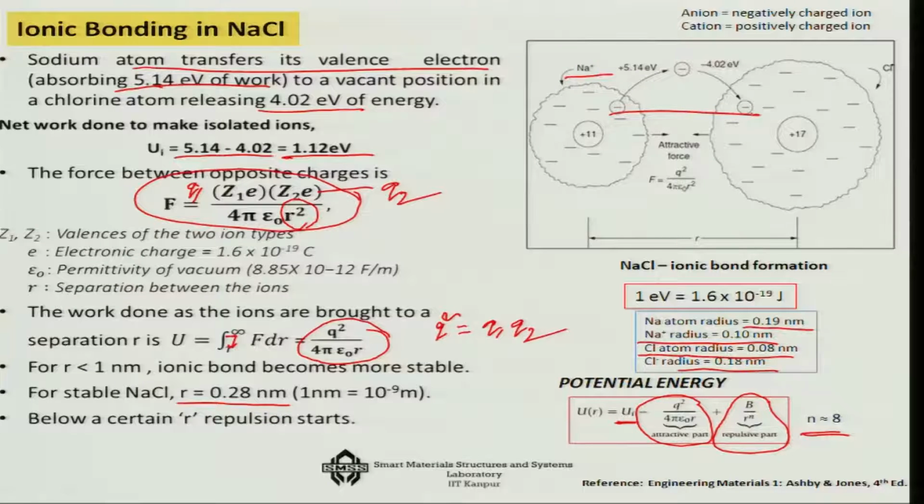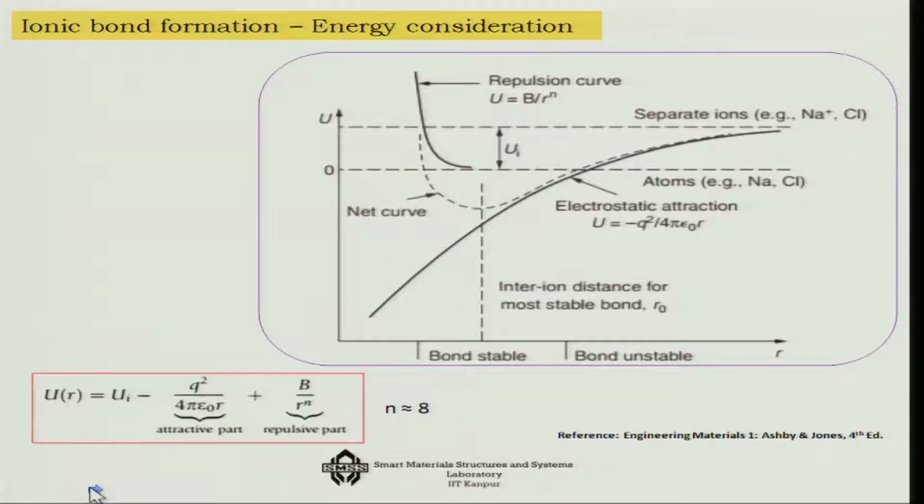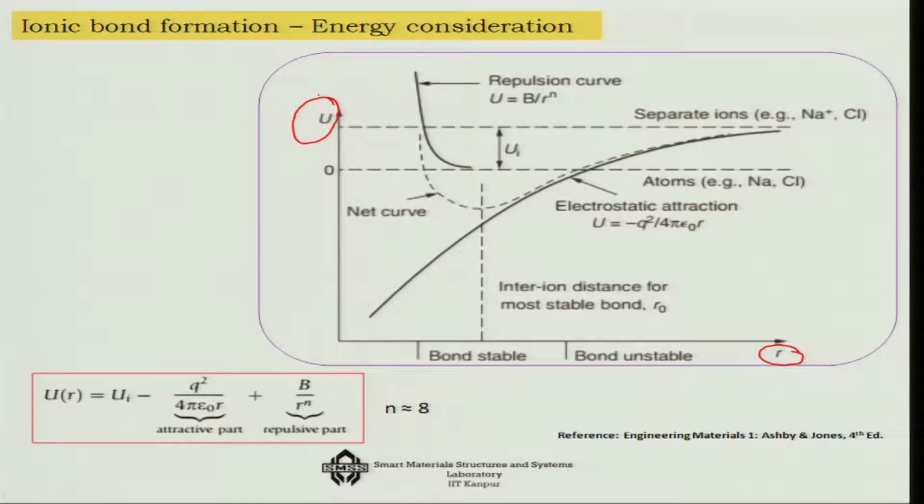Now, this picture which I have shown for sodium chloride, let us try to understand from a generalized energy point of view for ionic bond formation. Here we have the distance r as the x axis, for moving the atoms, and u as the energy in the system. I already told you that the bond will be stable at the point where this energy is minimum. So from the minimization of energy point of view, here we will only consider interaction between two atoms, just to keep the whole thing very simple.